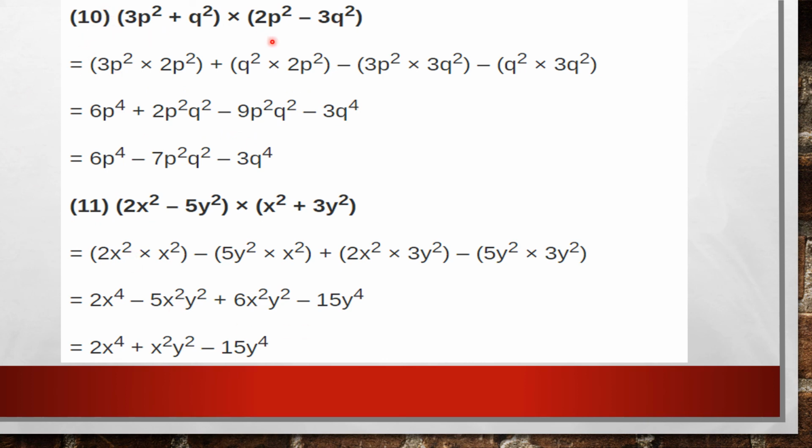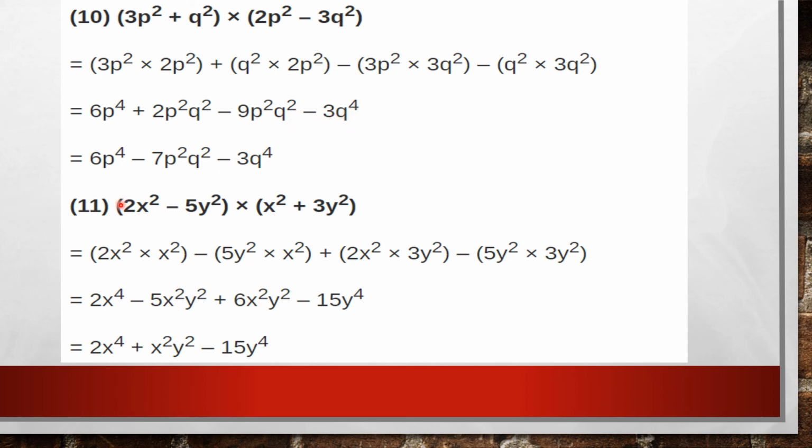Here we are going to multiply the term 3p squared into 2p squared, and again 3p squared into minus 3q squared, and again q squared into 2p squared, and again q squared into minus 3q squared. After multiplying, we get 6p power 4 plus 2p squared q squared minus 9p squared q squared minus 3q power 4.